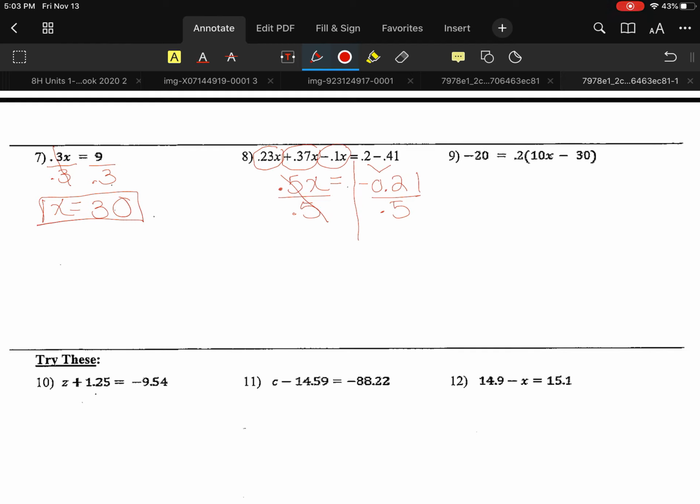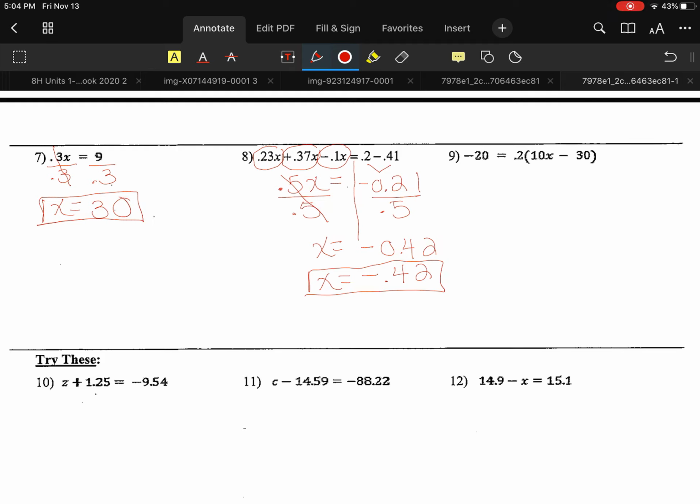So negative .21, which again, you don't need that 0 in front of the decimal point, divided by a .5. I get x is equal to negative 0.42, or just negative .42, because you don't necessarily need the 0 in front of the decimal, but if you're more comfortable with leaving it there, that's fine.